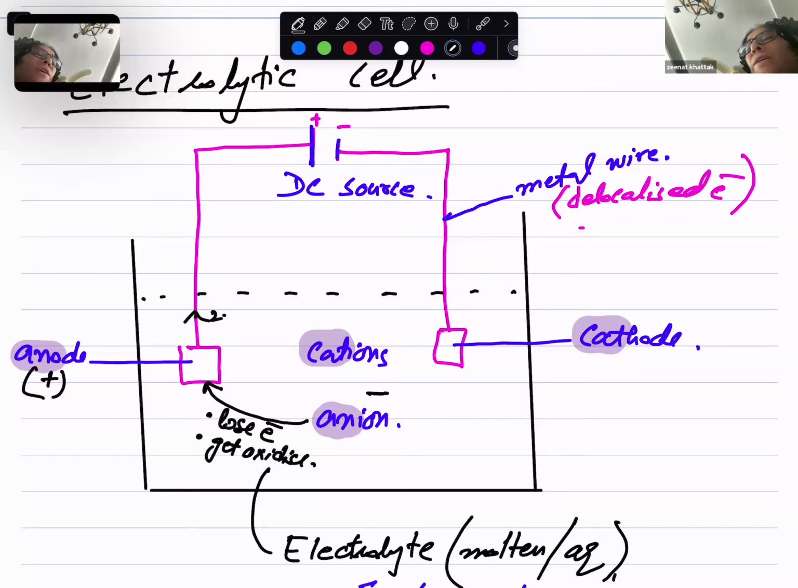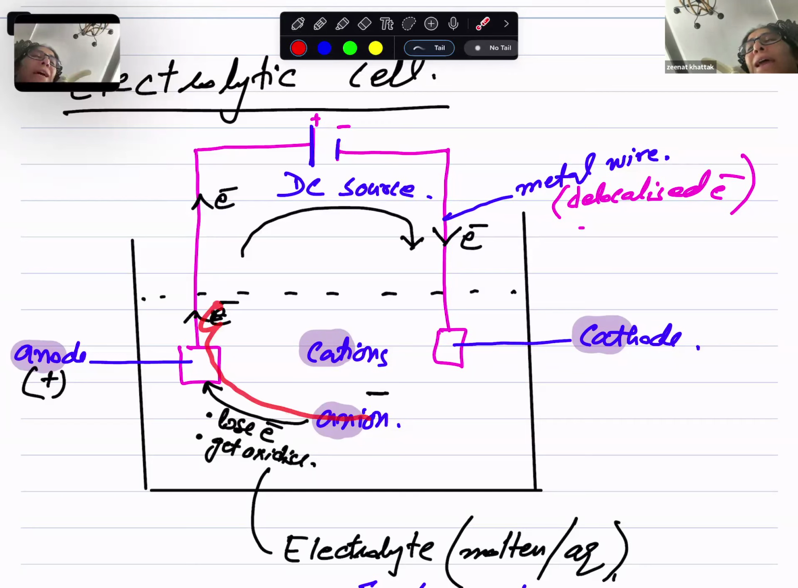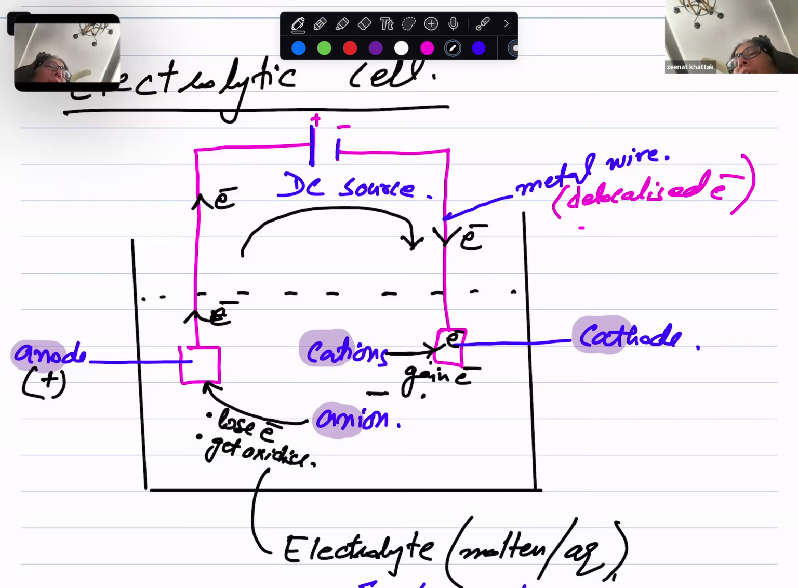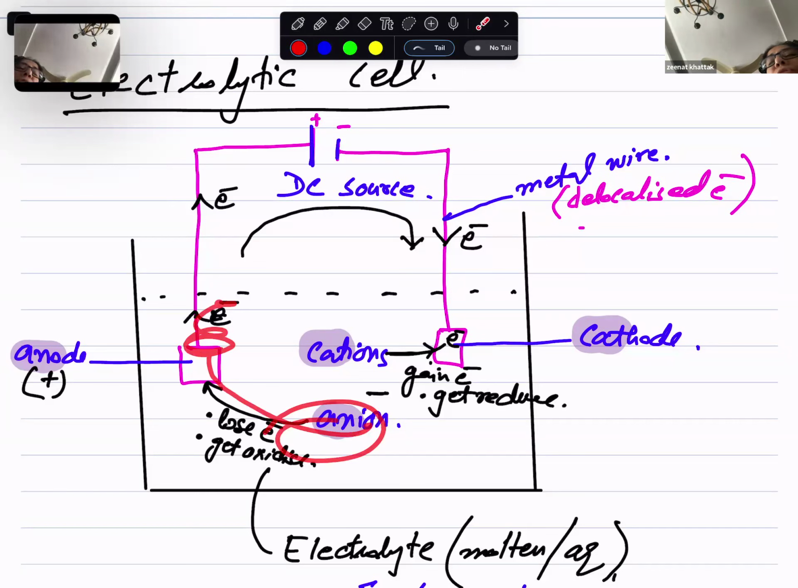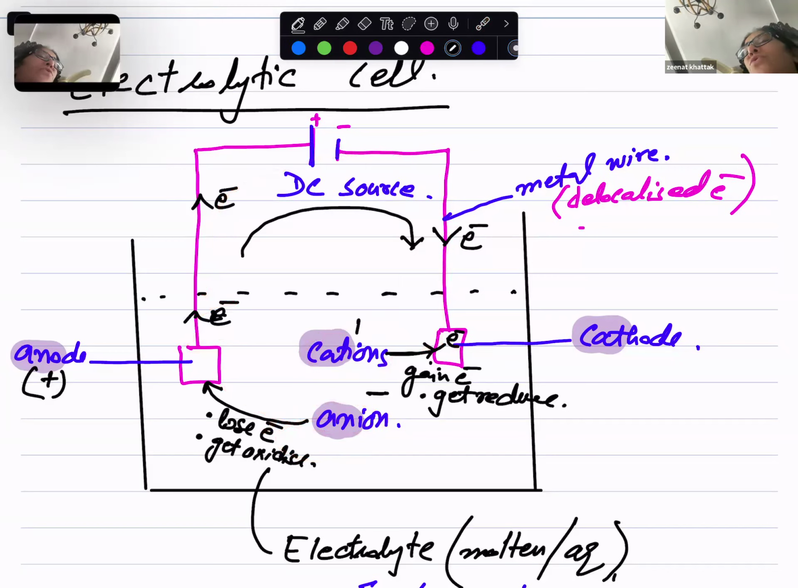It loses electrons. The electrons go this way, coming from positive toward negative through the external circuit. The electrons are lost by the anion. They come all this way toward the cathode, where the electrons are accepted by what? The electrons are accepted by cations. Cations gain electrons. Cations get reduced. Look, anions get oxidized, they lose electrons, the electrons come here and are accepted by the cations, which are positive. They move toward negative. Anions are negative, they move toward positive.